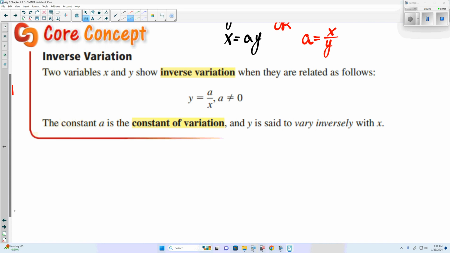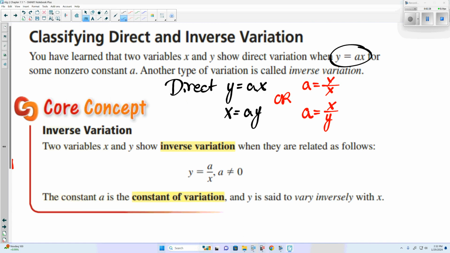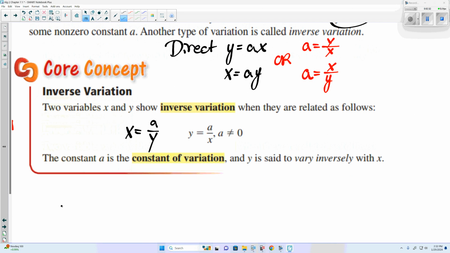And our other variation is inverse variation. Y equals a over x. Or we could say x is equal to a over y. Normally we will just leave it as y equals a over x, but both of these do work. Then just like with direct variation, we can get the value of a by itself. And that's x times y.